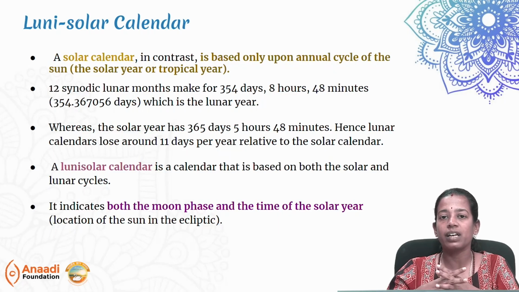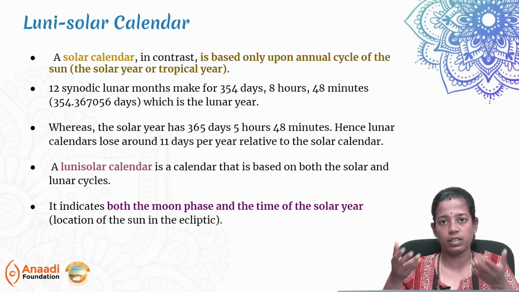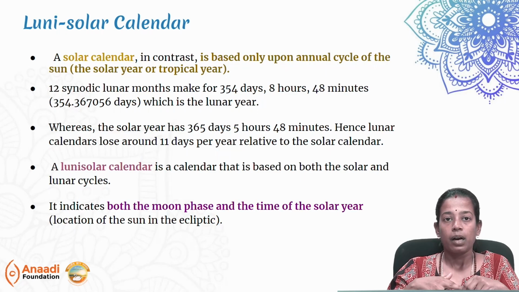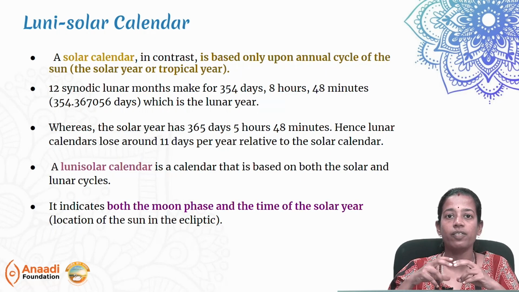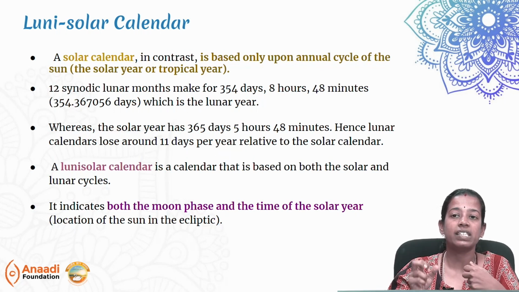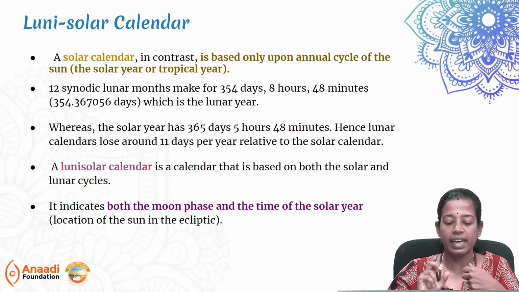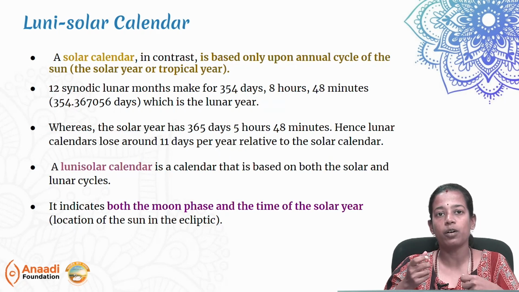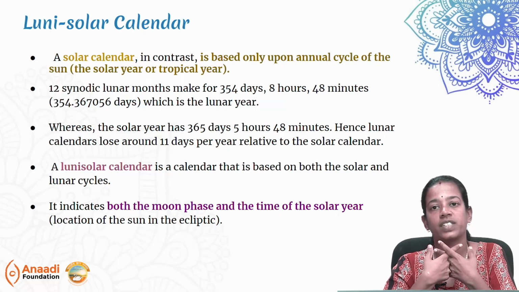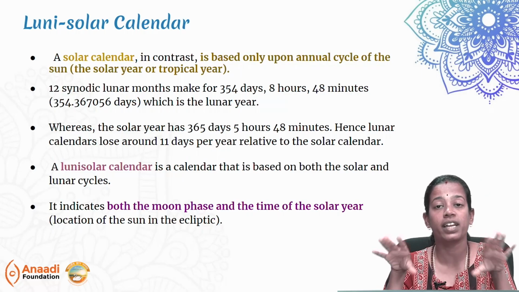it is based upon the annual cycles of the sun, which is basically the tropical year counting. But the lunar calendar will have about 12 synodic lunar months, making it count for about 354 days, 8 hours and 48 minutes, which is about 354.367056 days. This is the lunar year.